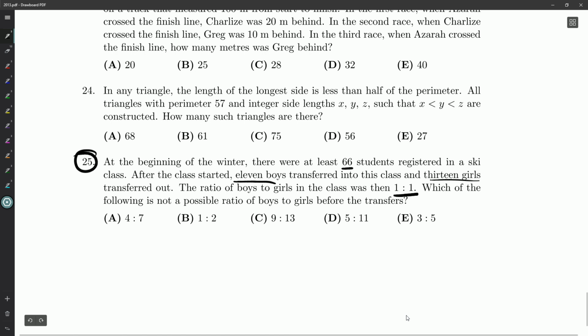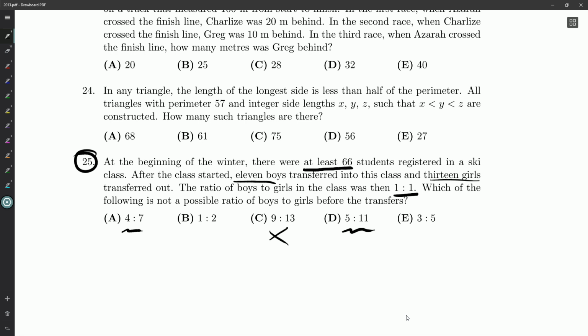Now, they said 66. It's actually at least 66. So that's interesting. I was wondering, because if it was exactly 66, then there would be only one possible answer. But we're looking, so it could be 4-7. If it was 67 students, maybe it's 4-7. If there were 70 students, it could be 5-11. But maybe there's some way it'll never be 9-13. That's what we're going for, and it's because we don't quite know how many students are registered. We know it's at least some number.